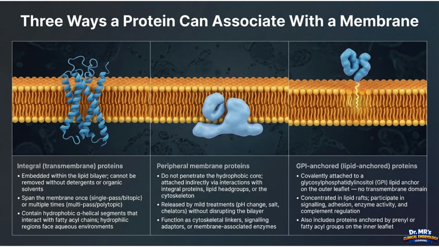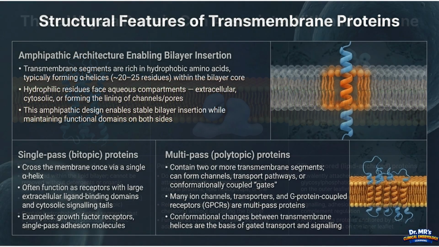The glycosyl phosphatidylinositol anchor also means they can be cleaved by specific enzymes called phospholipases, allowing rapid release from the membrane surface, an elegant regulatory mechanism. Keep this outer leaflet exclusive location in mind when we discuss lipid rafts, because it is precisely where glycosyl phosphatidylinositol-anchored proteins congregate.